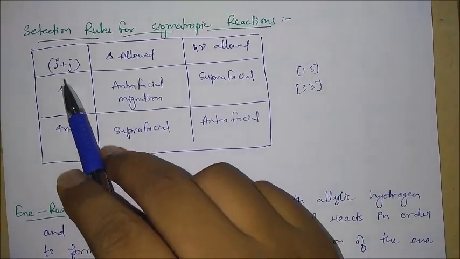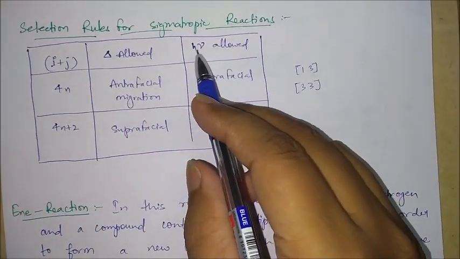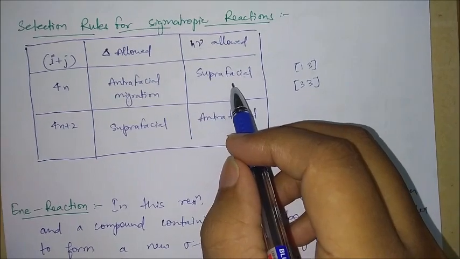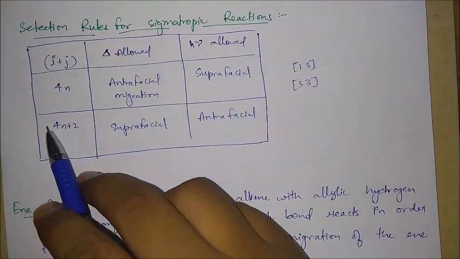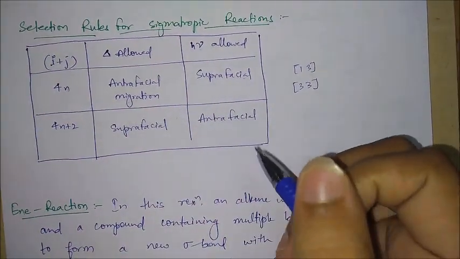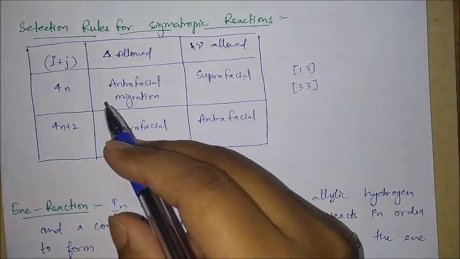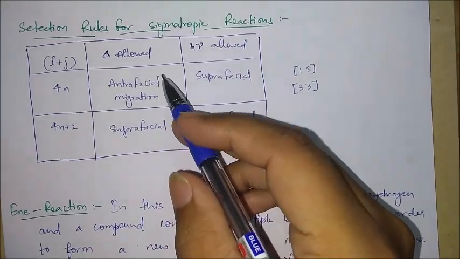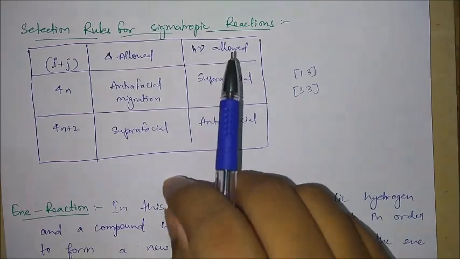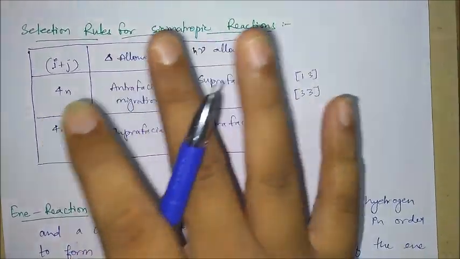For a 4n pi system under thermal conditions, you have antarafacial migration. For a 4n pi system with hν conditions, that is sunlight, you have suprafacial migration. If you have a 4n+2 pi system under thermal conditions, it will undergo suprafacial migration, whereas under hν conditions it will undergo antarafacial. So this table is very important. It's just like a selection rule, like what you studied in electrocyclic and cycloaddition reactions, with conrotation and disrotation. If you didn't watch those videos, you should, because they give you a lot of information about pericyclic reactions. If you watch these three videos, your pericyclic reactions will be almost complete.